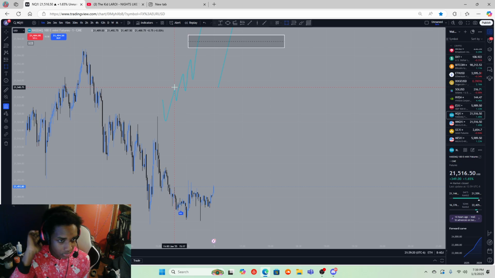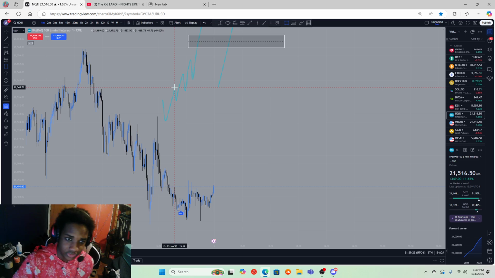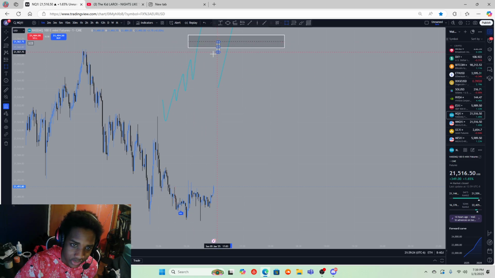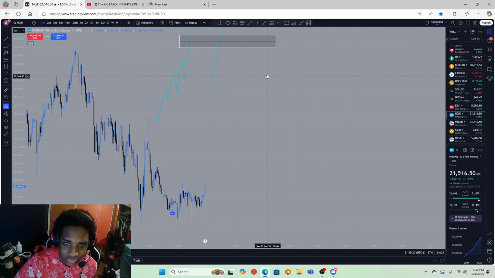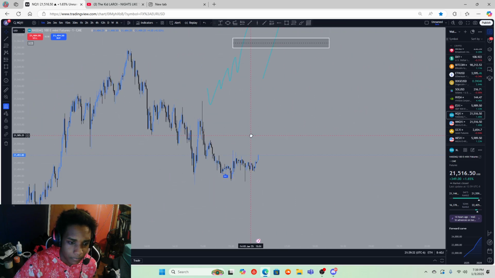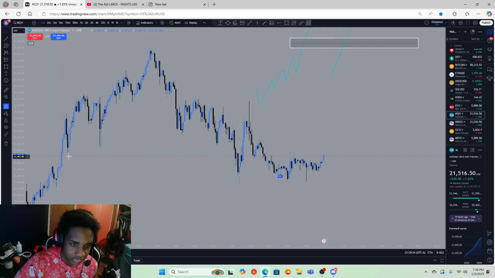So the market, for instance, likes to go towards these places here at these tops and these bottoms because these have resting stop losses and resting take profits. So I'm gonna show you an example on the chart.